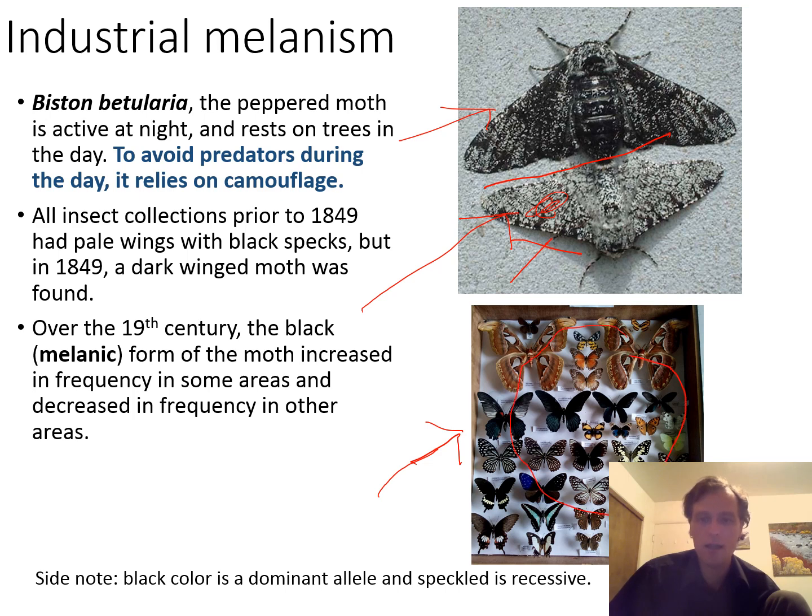They'd be something looking like this back in time, and all insect collections are labeled in a standardized way, such as where it was found, when it was found, and what species you think it is. So we're able to look back in time at the abundance of these speckled or white moths and these black moths. What they found was that over the 1800s, the black form of the moth increased in frequency in some areas, and also decreased in other areas. So what's the deal here? What's going on?